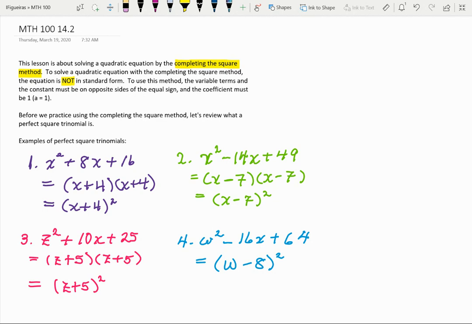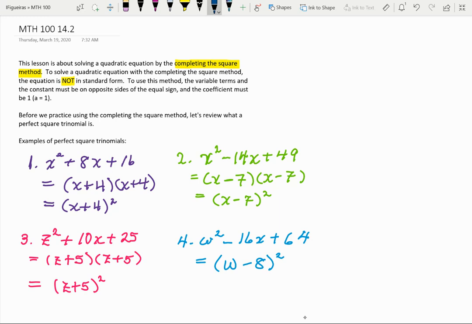If we go over to number 2 in green, x squared minus 14x plus 49. Well, that's x minus 7 times x minus 7, giving us x minus 7 squared. Now let's look at number 3. That says z squared plus 10z plus 25. Well, that's z plus 5 and z plus 5, which is z plus 5 squared. After seeing these three, I'm usually hoping that students see the pattern. So let's discuss the pattern briefly with this last one.